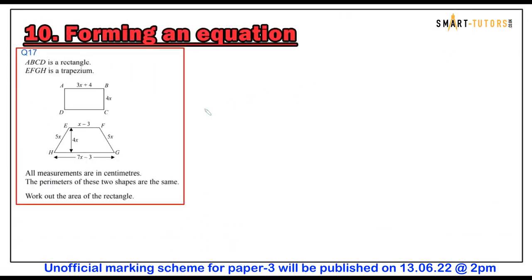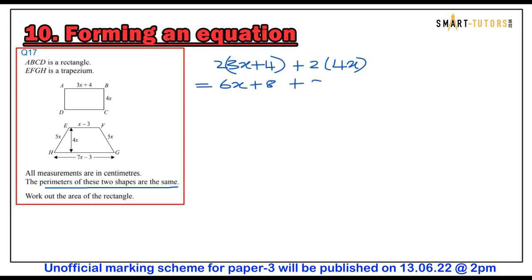Topic number 10, forming an equation and solving it. So in this question, you need to understand what is the content of the question. In this content, they said the perimeter of both shapes is the same. So you need to find out the perimeter of the rectangle, which is 3x plus 4, twice of the sides, plus twice of the 4x. So if you work out that one, 6x plus 8 plus 8x, all together, this is going to be 14x plus 8. This is the perimeter of the rectangle.